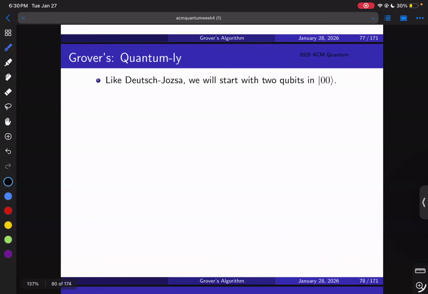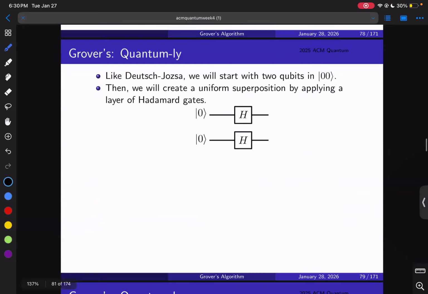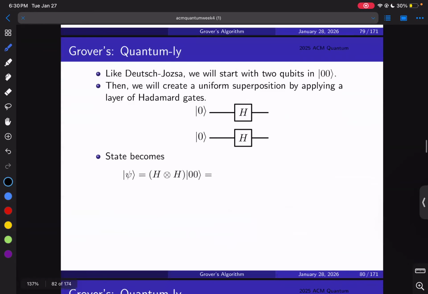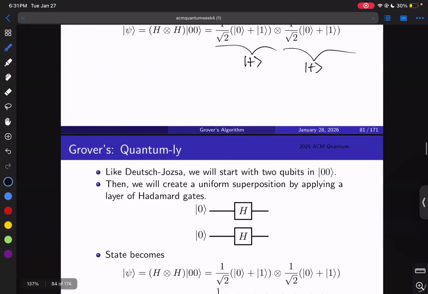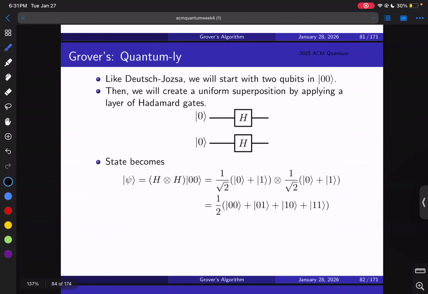Okay, now the actual algorithm, we start with two qubits that are both in the zero state. Then we create a uniform superposition by applying a Hadamard layer, which is exactly what we did in Deutsch-Jozsa as well. And then we can calculate the state after that, which is H tensor H on the 0, 0 state, which is this uniform superposition tensor uniform superposition. We also call this the plus state and this the plus state. And you can distribute out the factors and get this.